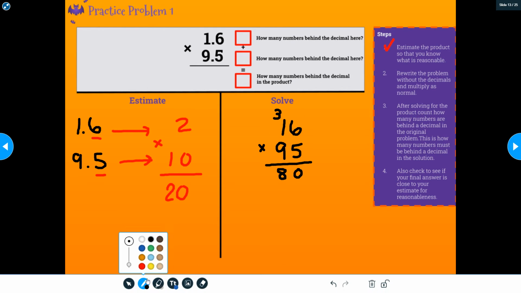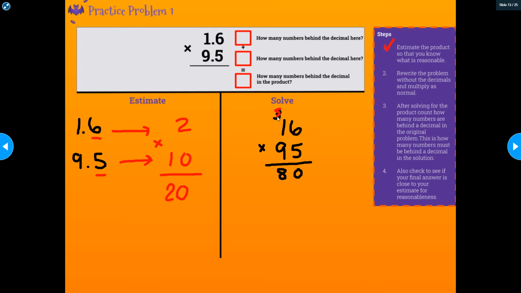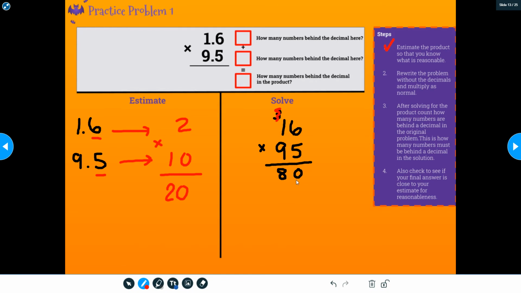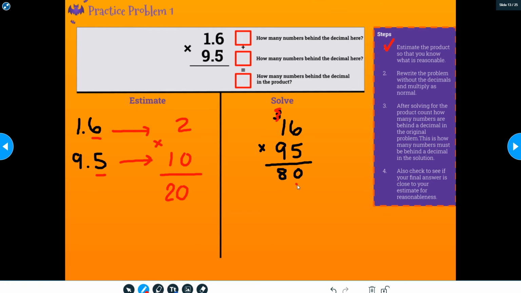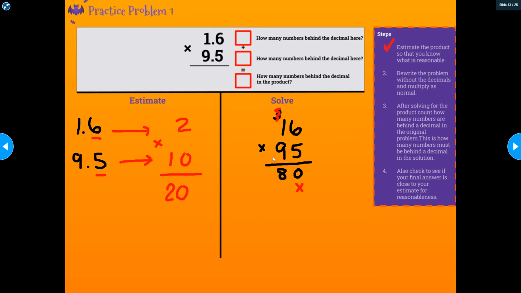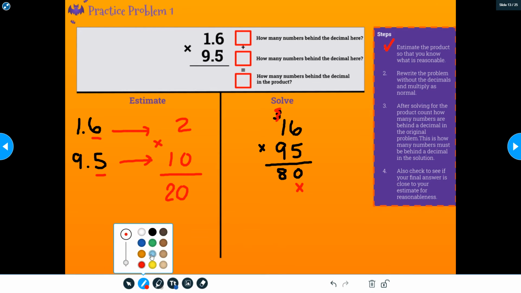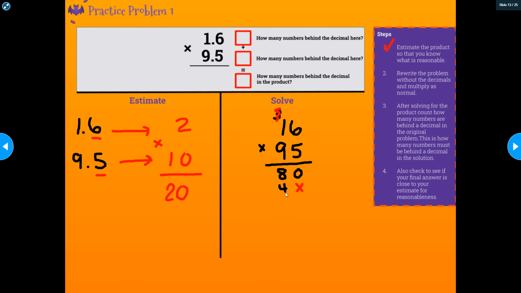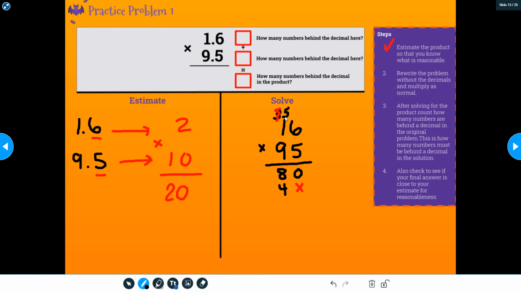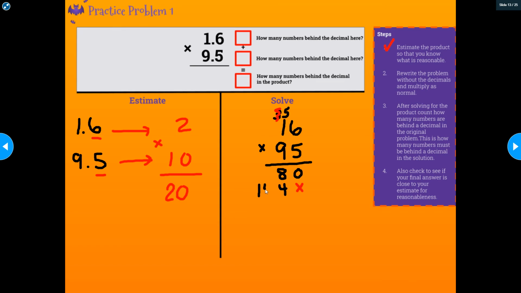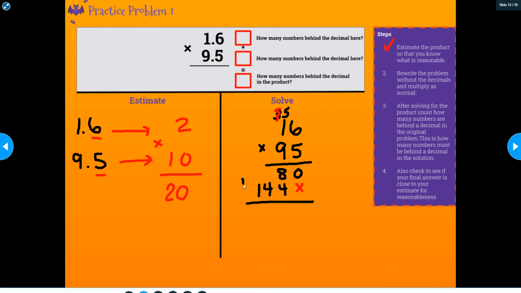I'm going to go ahead and mark out this number that I carried, and I'm off to my second row. Before you start your second row, you need to put your placeholder, and then you can start your nines. 9 times 6 is 54. Put your 4, carry your 5. 9 times 1 is 9, plus 5 is 14. Notice how I'm lining up my numbers nice and neat.